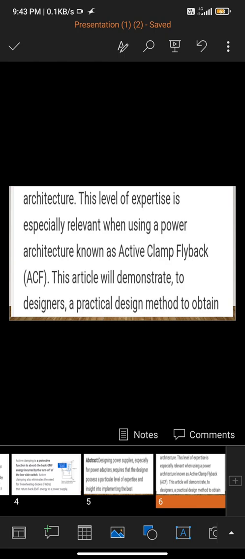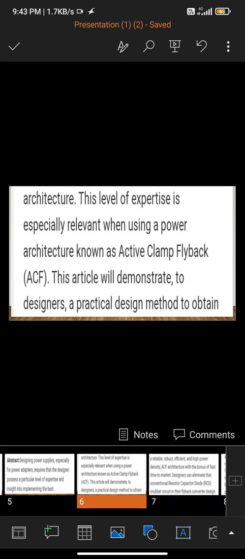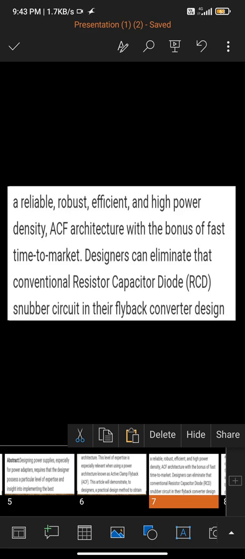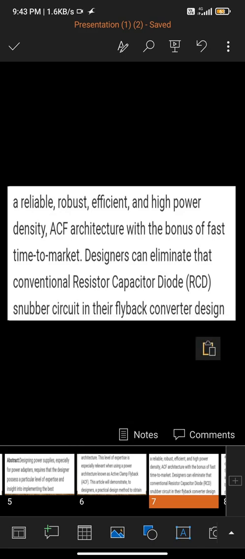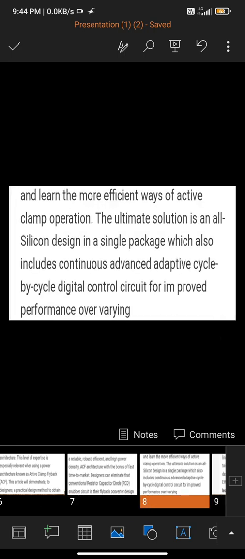The article will demonstrate to designers a practical design method to obtain a reliable, robust, efficient and high power density ACF architecture with the bonus of fast time to market. Designers can eliminate the conventional resistor, capacitor, diode snubber circuit in the flyback converter design and learn the more efficient way of active clamp operation.